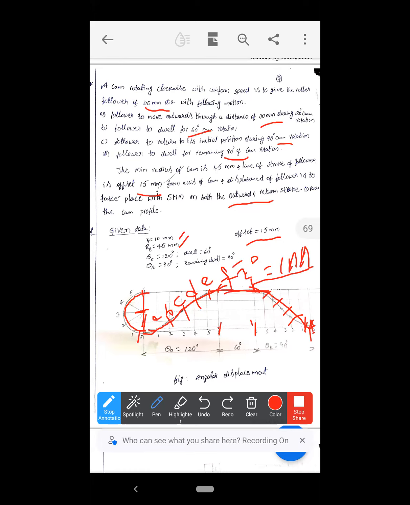In this, they may also give you another way. The outstroke portion follows one type of motion, and the return stroke follows another type of motion. For example, our outstroke period follows simple harmonic motion, and our return stroke period follows uniform acceleration and retardation motion. So then what do we do?